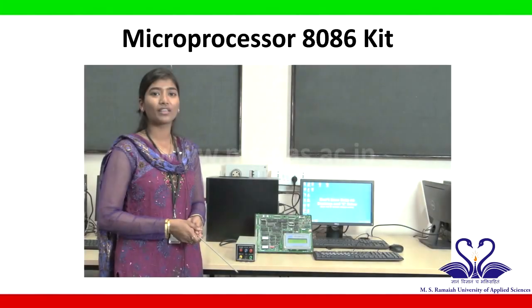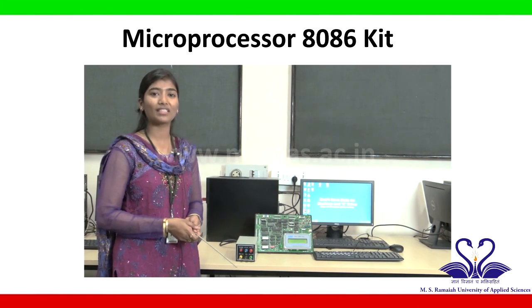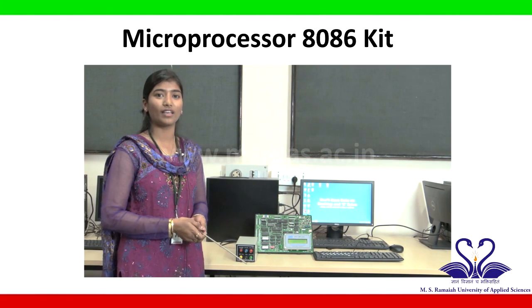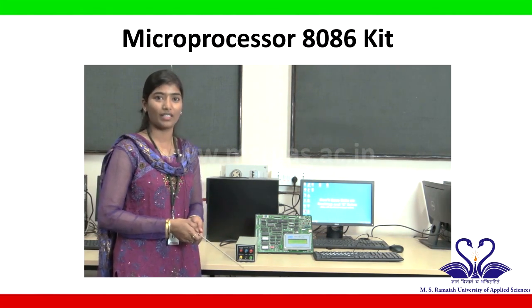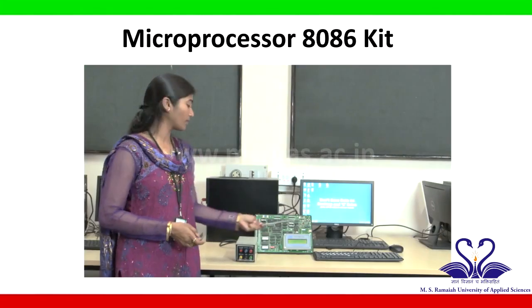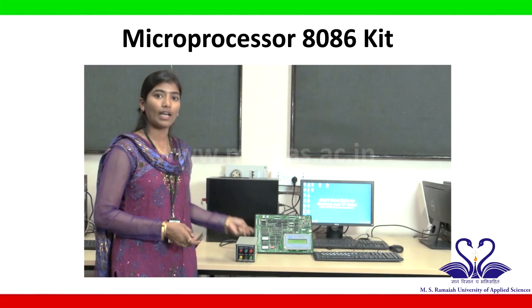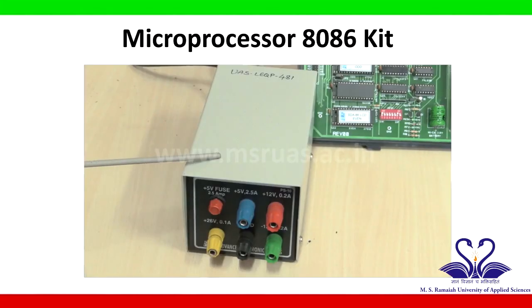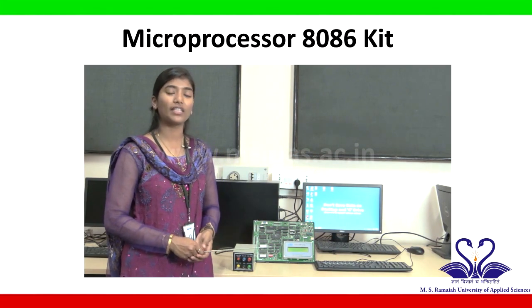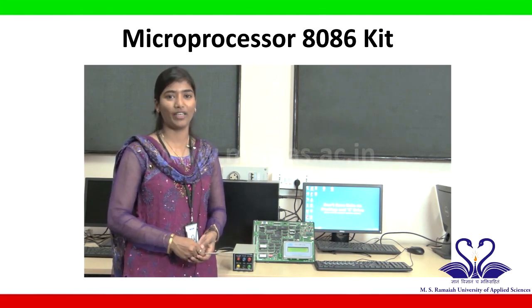Dear students, today in this session we will be studying about how the programming of microprocessor is done using microprocessor kit. So the components required for this experiment are keyboard, microprocessor kit and power supply. Before looking into the experiment, let us know the importance of each components used in this experiment.